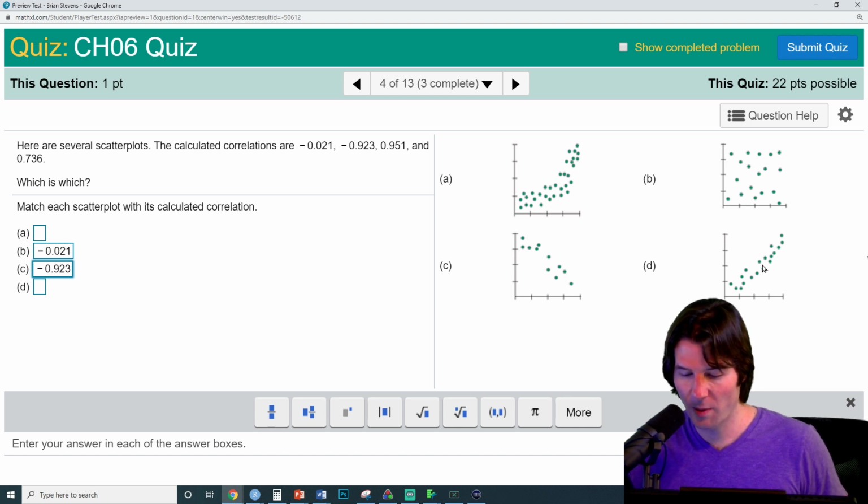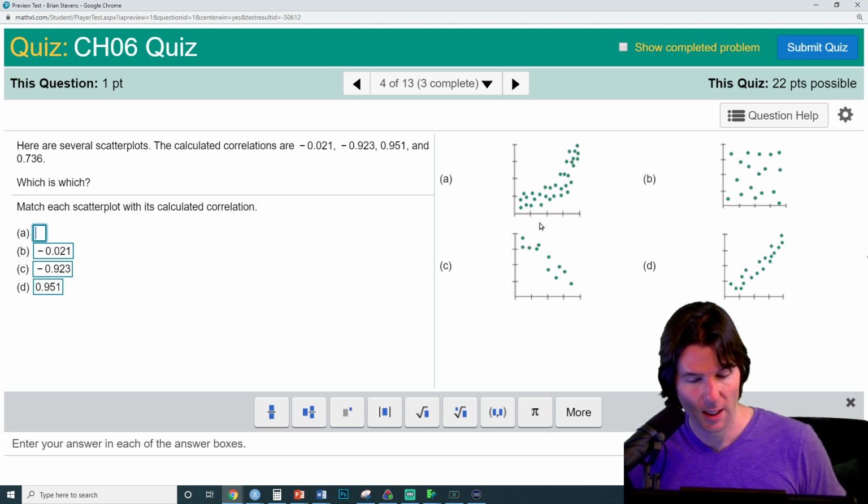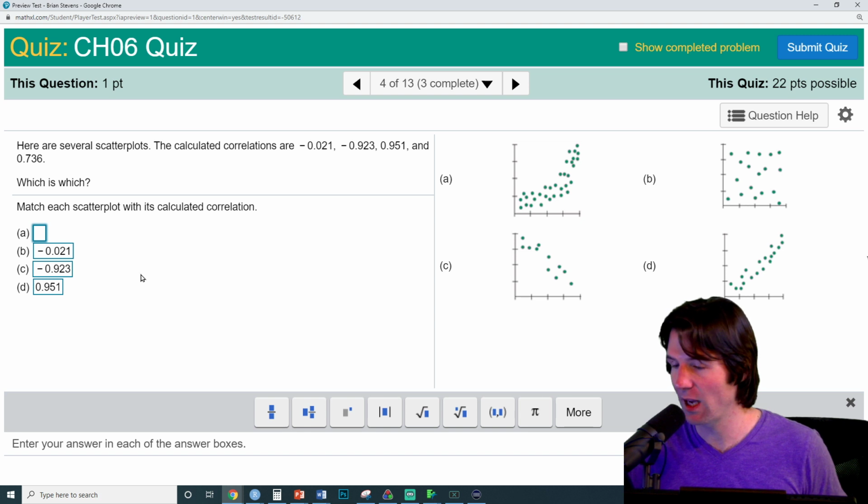Which of these looks to be the most positive? This one right here, because it's the strongest, most positive. This is where I think people could get tricked between these two. And this one's a little bit weaker. Do you see the scatter?